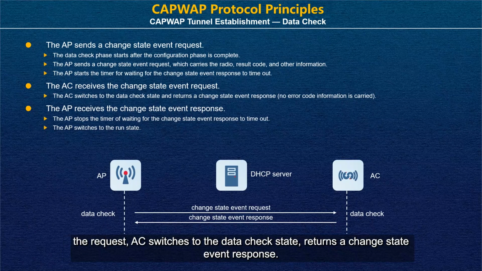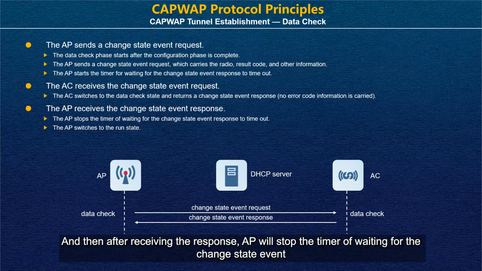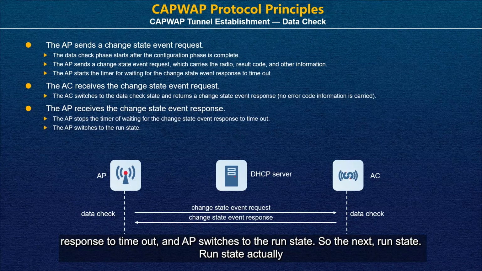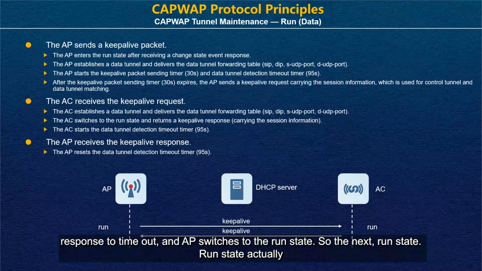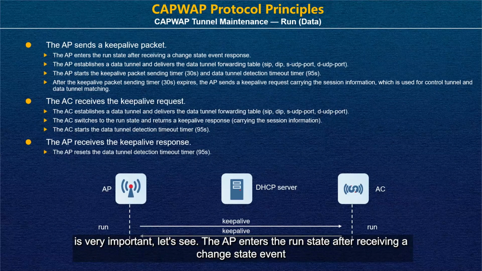And after receiving the request, AC switches to the data check state and returns a change state event response. And then, after receiving the response, AP will stop the timer of waiting for the change state event response to timeout, and AP switches to the run state. So the next is the run state. Run state actually is very important.